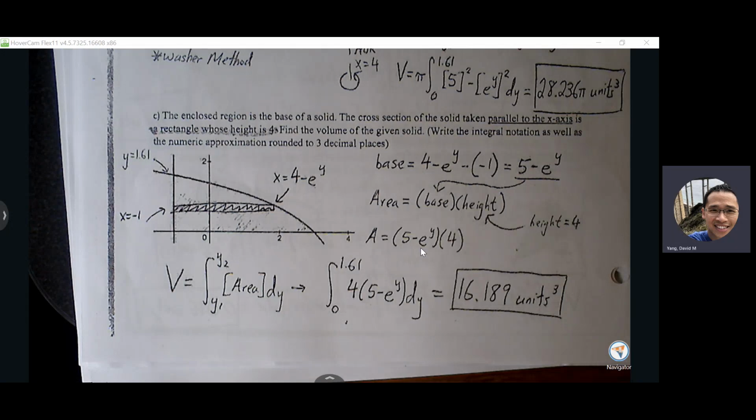Okay, for part C, parallel to the x-axis, a rectangle whose height is 4. So you find the base first, and the height is given to you. The area formula for a rectangle is base times height. So I take my base, I take my height, multiply them together. That is my area formula. And then I just have to insert my bounds from 0 to 1.6.